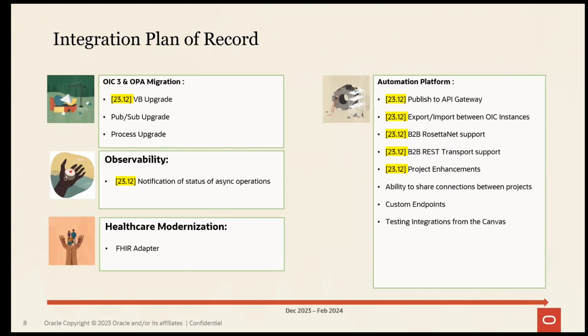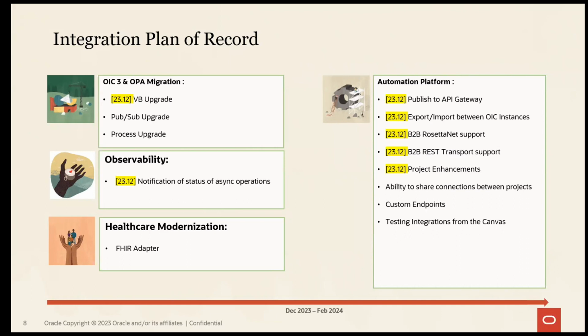Healthcare we'll be talking about later. But let's look at the automation platform. This is the core OIC. So what are the new features that we are very proud of in 23.12? Well, of course, the first one is published to API gateway. So I'll show you exactly how that is working.